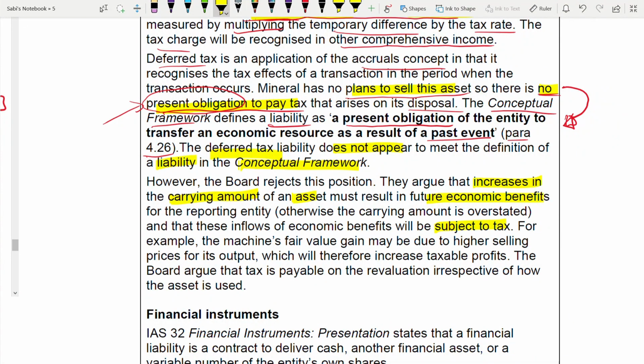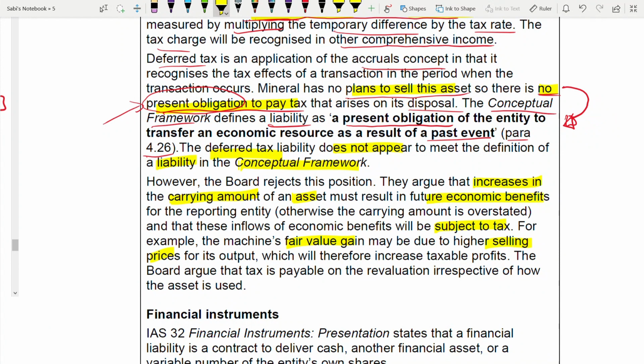So for example, if you see in this case, what is it? The fair value gain, right? This fair value gain could be anything, maybe due to higher selling prices for its output. Okay, so which will increase your taxable profit.